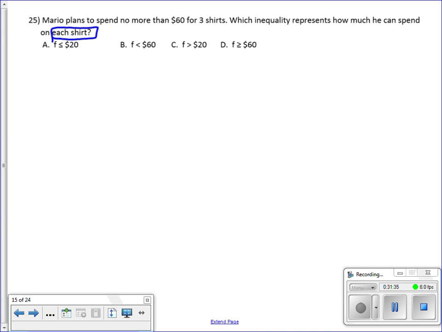That means at most, so to speak, he can spend $20 per shirt. So he can spend up to $20, but he can't spend more than $20. So that means that F, they're using F as the variable, has to be less than or equal to 20. It's this one right here. F is less than or equal to 20, because he can't go any higher than $20. Okay, so that's what we're doing on that one.